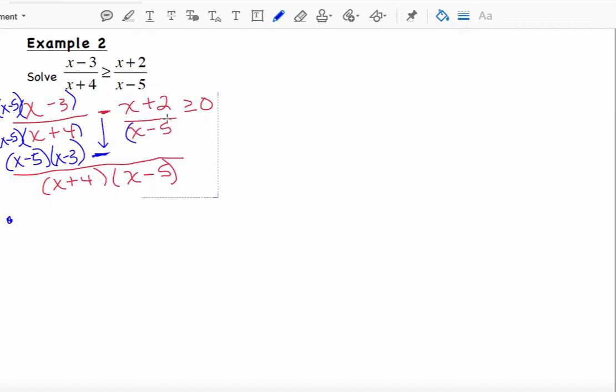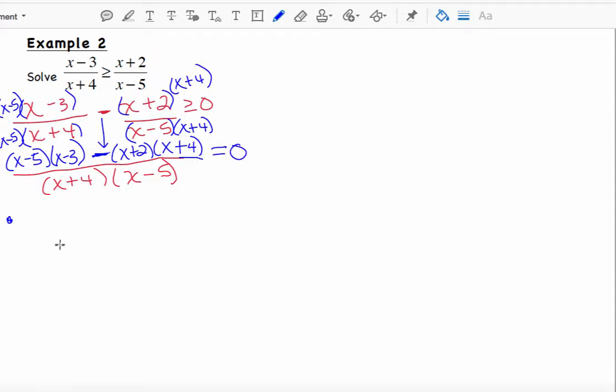Okay, same procedure on the right here. What do I multiply x minus 5 by to turn it into the common denominator? I have to multiply it by x plus 4. Whatever I multiply denominator by, multiply your numerator by the same thing. So I get x plus 2 times x plus 4. And now both fractions are combined into one.